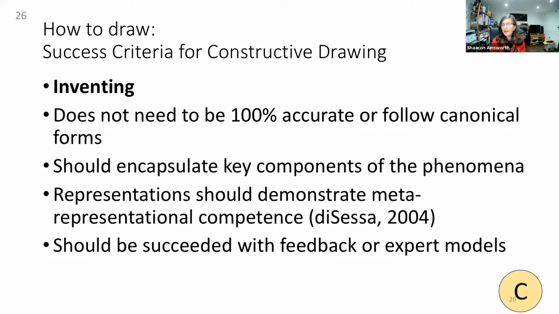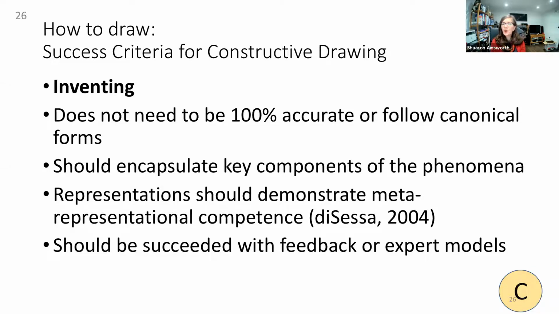And when they're inventing, as I've already said, you don't need to be accurate and you don't need to follow a canonical form when you're inventing to learn. You should try to encapsulate key components of the phenomena that you're representing. Ideally, we're looking for representations that demonstrate what I would call meta-representational competence, which is probably a jargon word that may or may not be familiar in this community, but it might be.